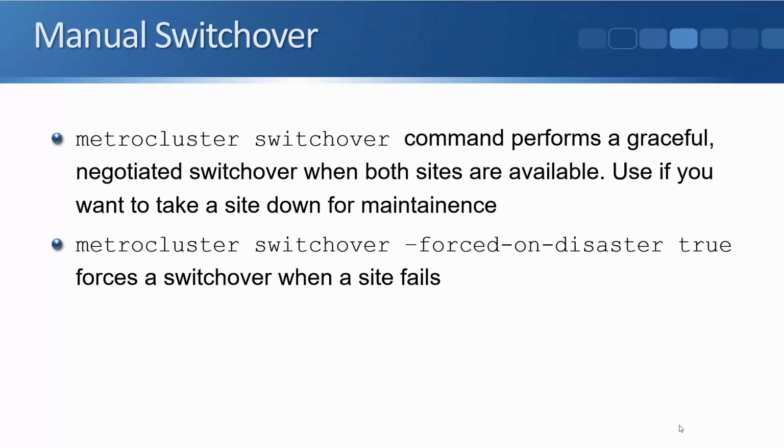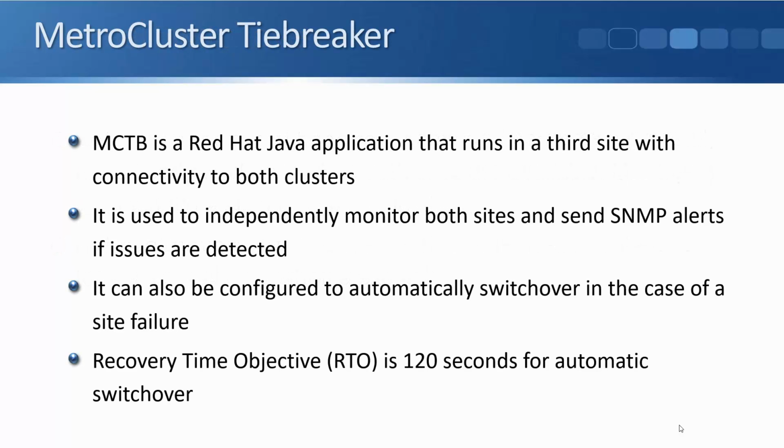So you might want to speed things up, and we can automate it by using MCTB, the MetroCluster Tiebreaker. This is a Red Hat Java application that runs in a third site which has got connectivity to both clusters. It's used to independently monitor both sites, and it will send SNMP alerts if issues are detected. It can also be configured to automatically switch over in the case of a site failure. Recovery time objective, the RTO, is 120 seconds for automatic switchover when we use MCTB.